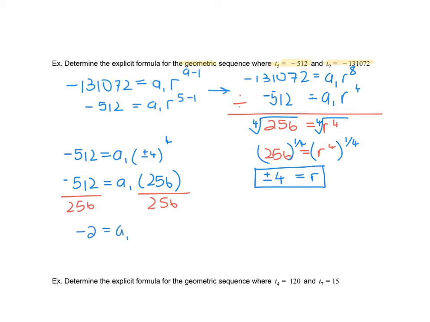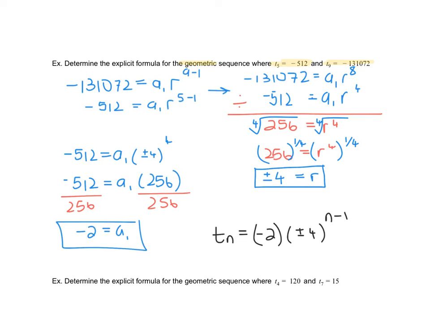And now we can write our explicit formula. Tn equals the first term, negative 2, times r, and you have to show me both options, so positive or negative 4, to the power of n minus 1. And one thing I want you to know is that you're not adding 4 or subtracting 4, you're still multiplying by that. It's just it could be positive or negative version.